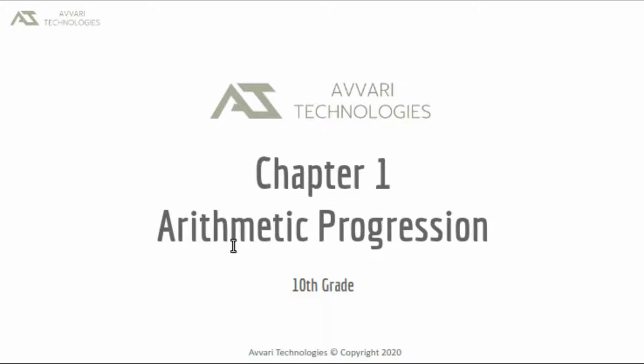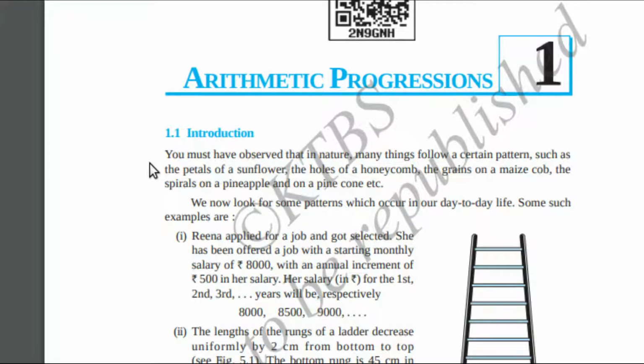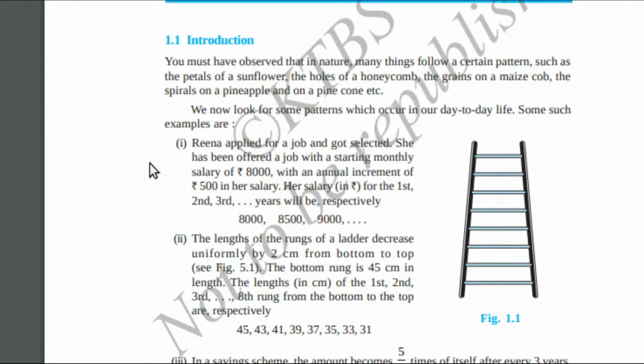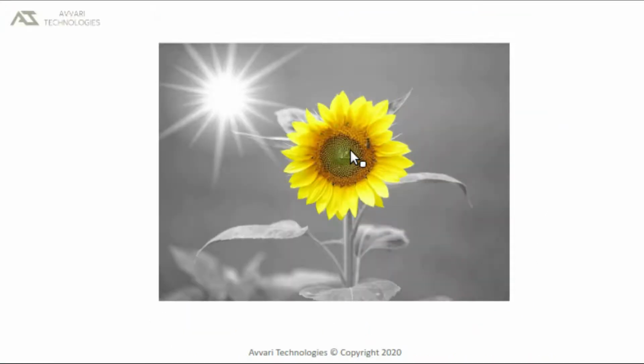In this lesson, I will teach you the basics of arithmetic progression. Arithmetic progression is our very first lesson. So, you might have observed in nature that many things follow a certain pattern, such as the petals of a sunflower. Sunflower and many other flowers have a unique pattern.